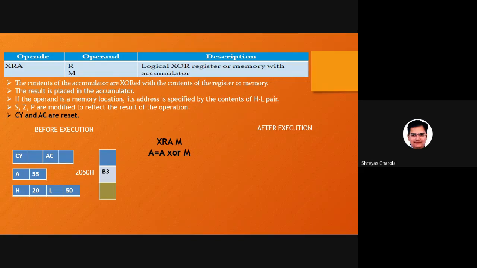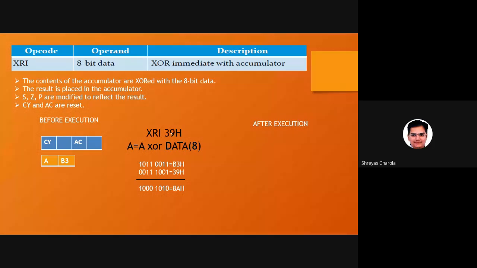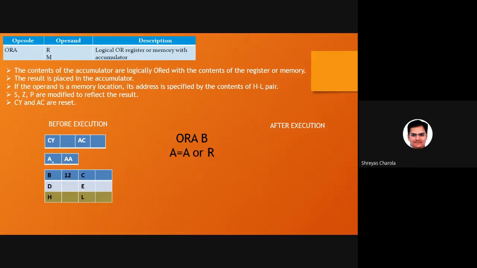E6. See, E6 is the correct answer. Okay, the same thing, the accumulator will be updated, the rest of the things will not be updated. So if I write XRI 39H, this is nothing but the accumulator B3 with 39, and the operation will give you 8A. So 8A will be updated over here.